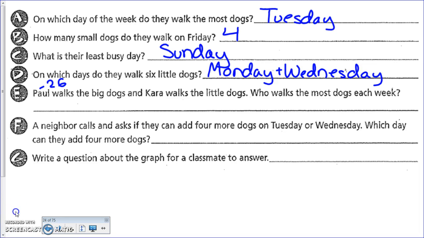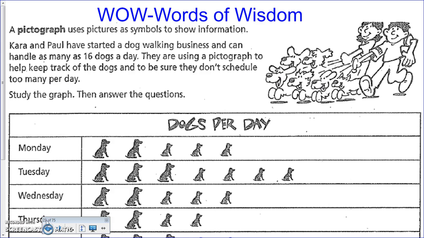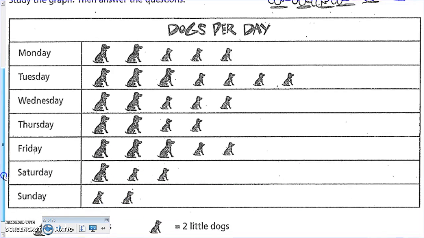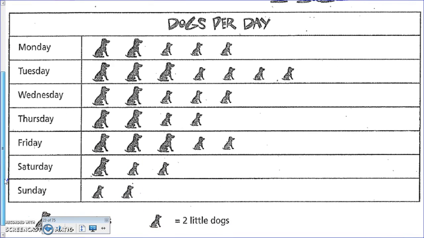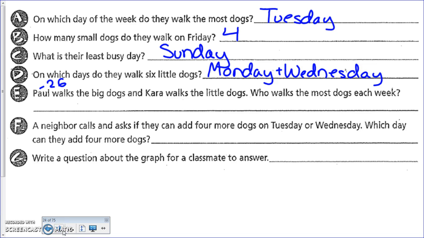Next, we're going to go back and count up the little dog pictures. So if you start, we've got 3 on Monday, plus 4 on Tuesday, so that's 7. Plus 3 on Wednesday is 10. Plus 2 on Thursday is 12. Plus 2 on Friday is 14. Plus 2 on Saturday is 16. And plus 2 on Sunday is 18. So that means Kara, who walks the little dogs, walks 36 dogs. So she walks the most dogs.